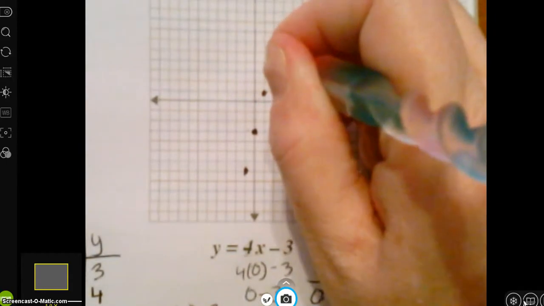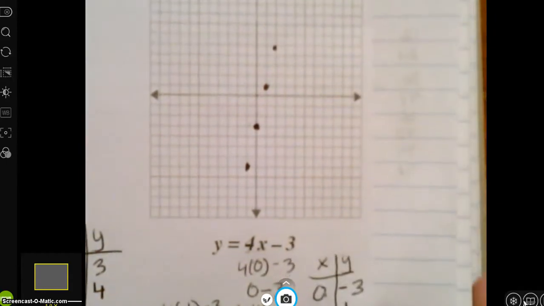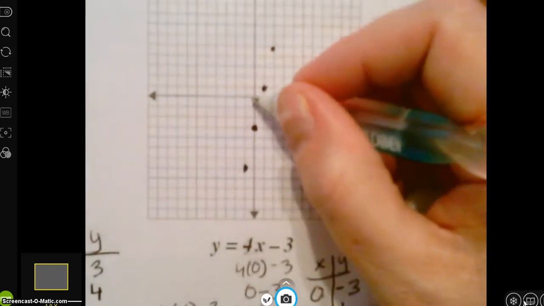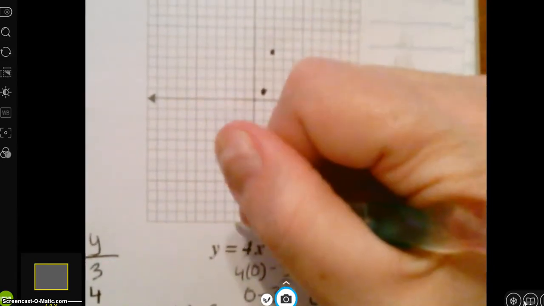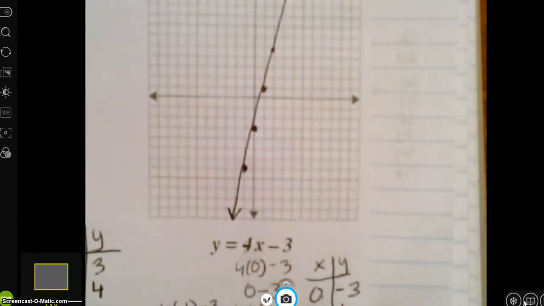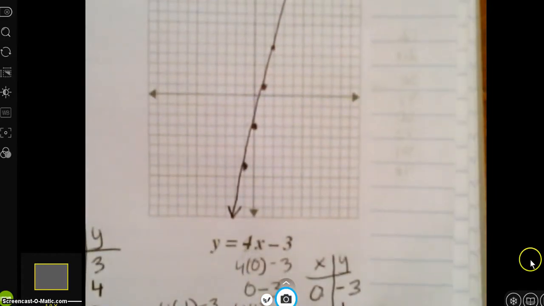Okay, so you can kind of tell that that's straight, and it looks like it's definitely linear, but it does not go through 0, 0, so this is not proportional. Okay, pretty steep line because my constant rate of change is 4. So that means 4 up, 1 over, and I will explain that at a different time.